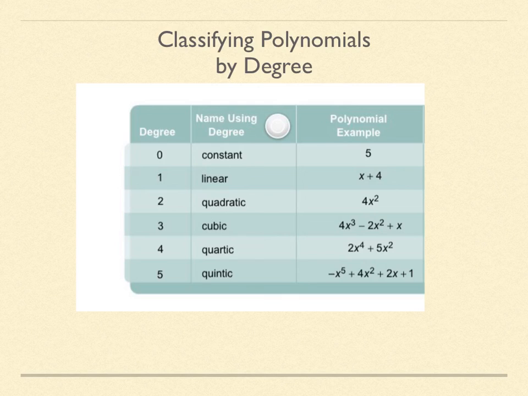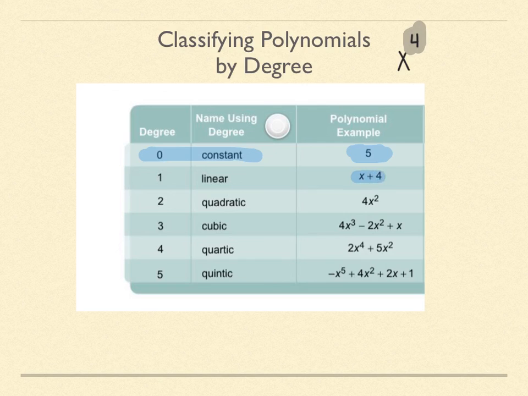Okay, next we're going to classify polynomials by degree. So the degree meaning the power. So if we have x to the 4, this is the degree. So when we don't have any x at all, our degree is 0, and we have a constant number.